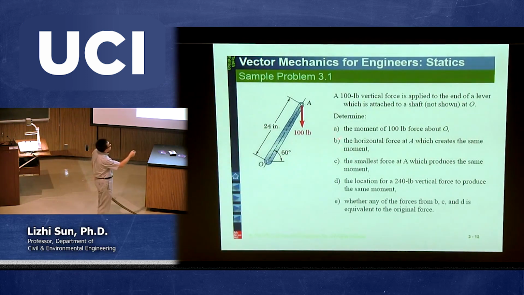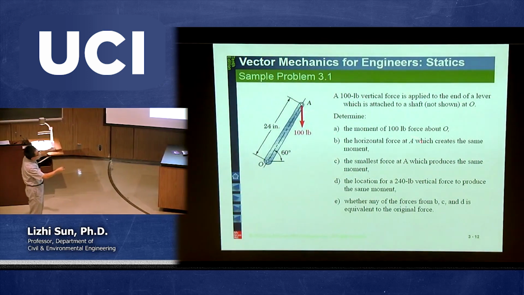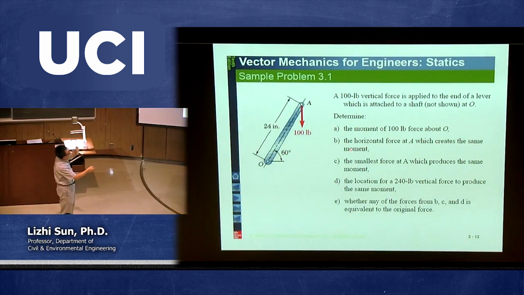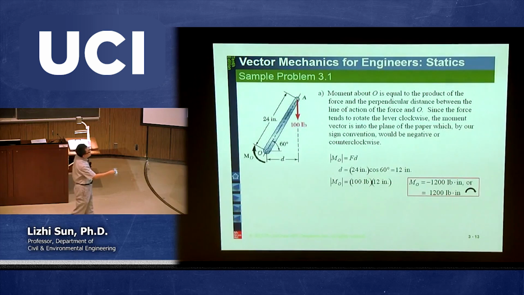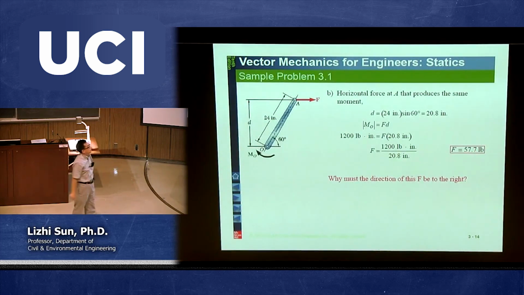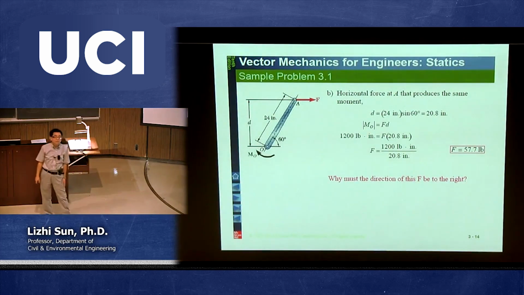So to complete question B, the horizontal force at point A, which creates the same moment, is a force at point A to the right, horizontally, with a magnitude equal to 57.7 pounds. Any questions? Okay, so then we complete the second part, question B.